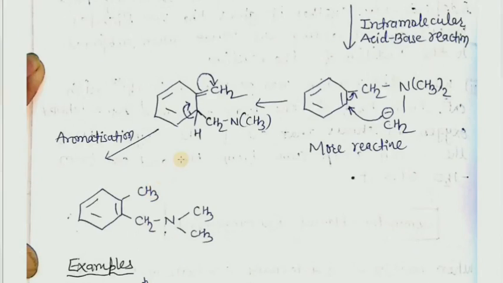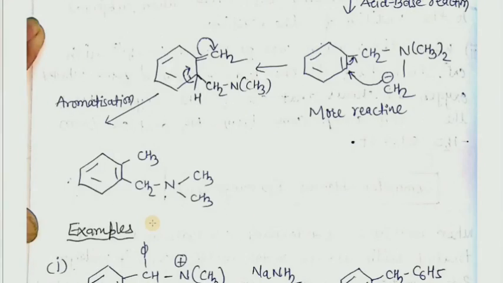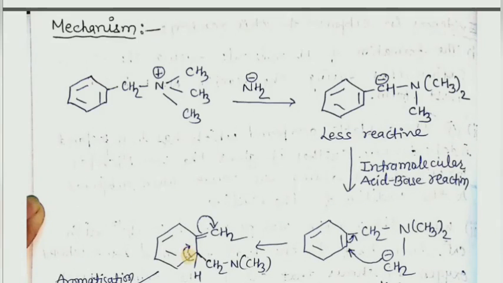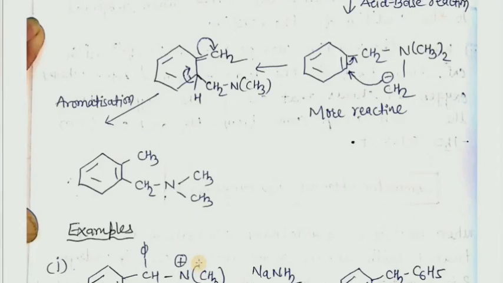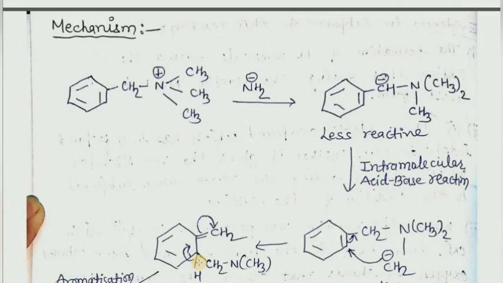In the last step, aromatization of this ring takes place and we will get the ortho-substituted 3-degree amine, or tertiary amine. So this is the mechanism of the Sommelet-Hauser reaction. It is simple as compared to the Stevens rearrangement.